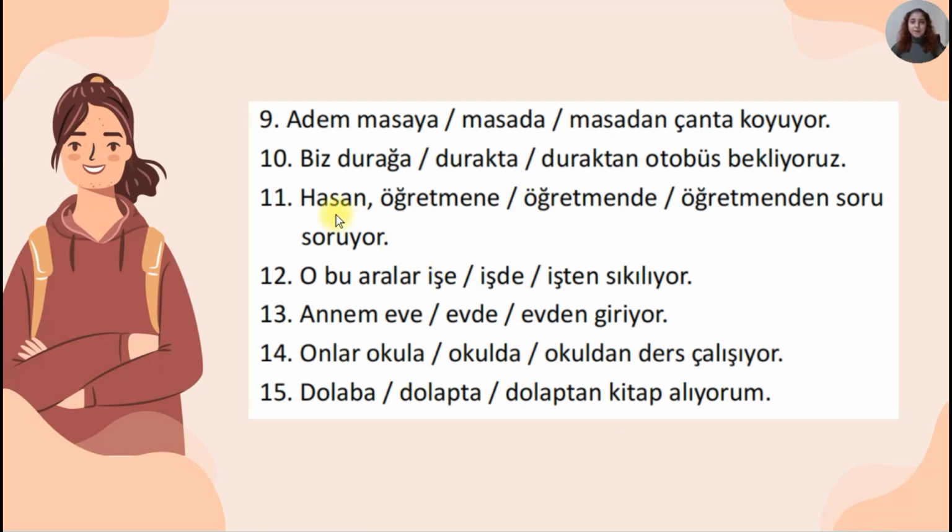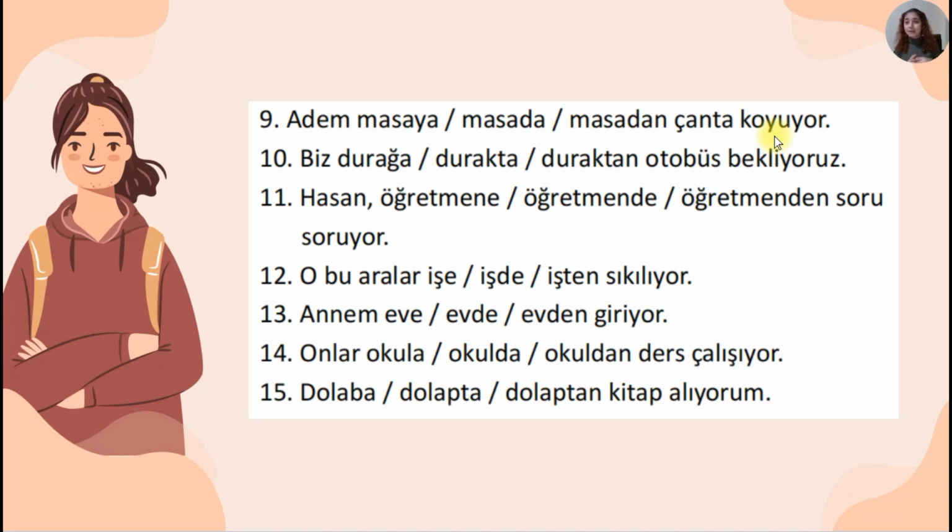Let's start. Adem masaya, masada, masadan çanta koyuyor. Koymak is to put. And çanta koymak, putting the bag. Adem is a man. And this man, Adem, is putting his bag to the table, on the table, from the table. There is a common mistake here about masada, on the table, and we are always thinking that this is putting on the table, but we don't mean that he is putting this bag on the table. We mean to the table.